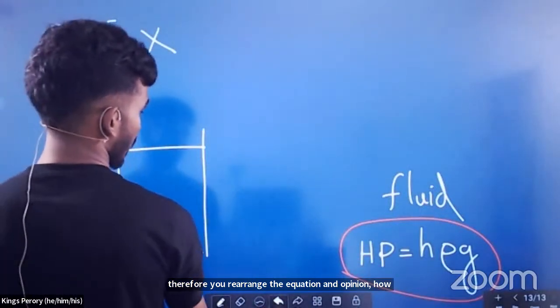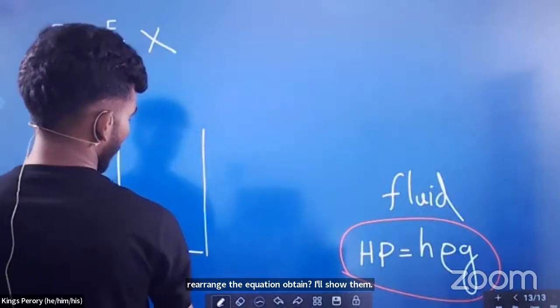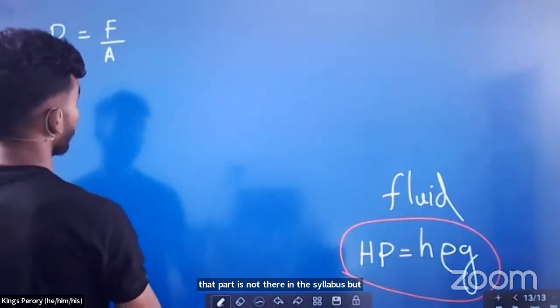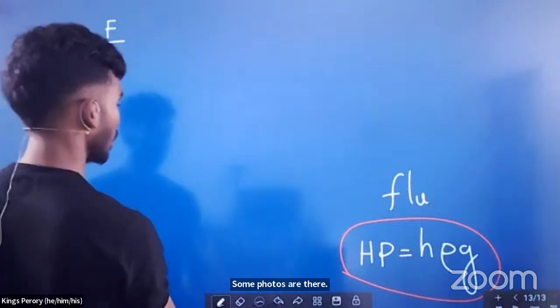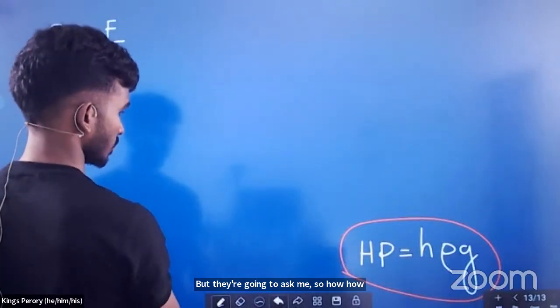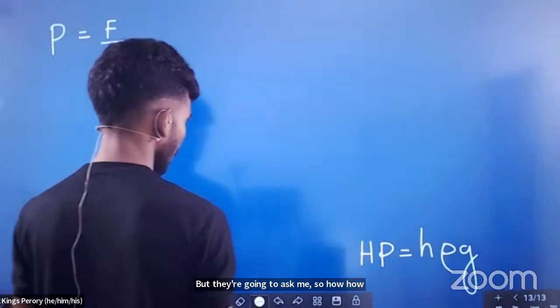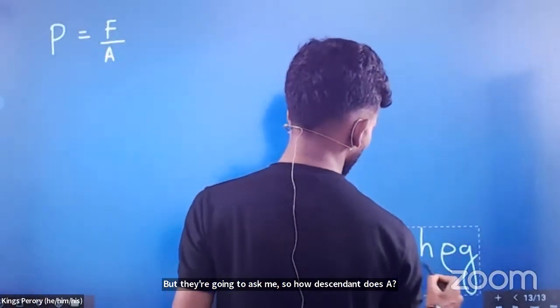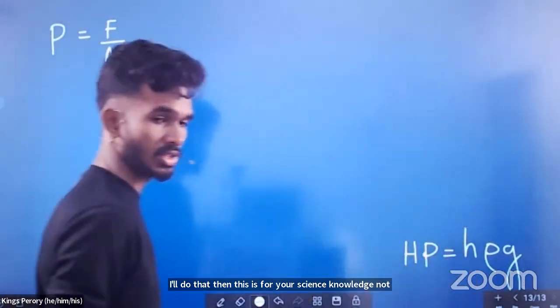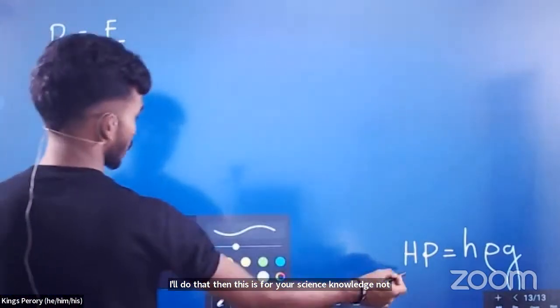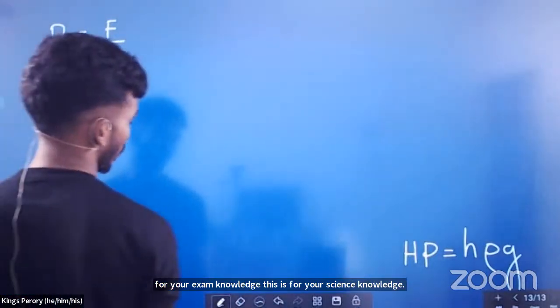I'll show that. That part is not there in the syllabus, but some fellows will ask me how this and that comes, so I'll prove that. And this is for your science knowledge, not for your exam knowledge. Alright. How h rho g came from P equal F over area.